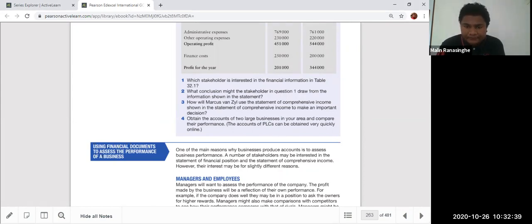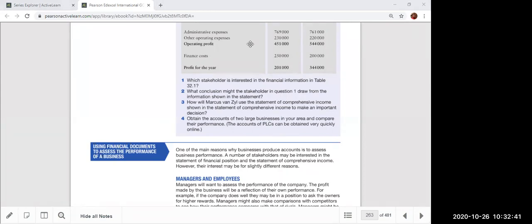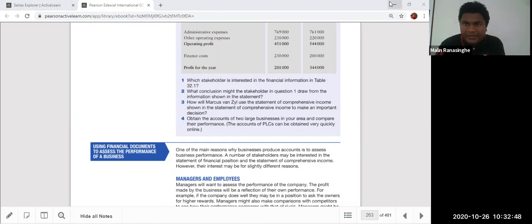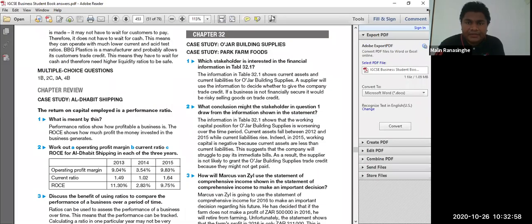So we'll analyze this situation. You can see what happened in OJA and what happened in the other company. I'm sharing with you right now the Excel marking scheme. You can see it for this question, so you can find out.